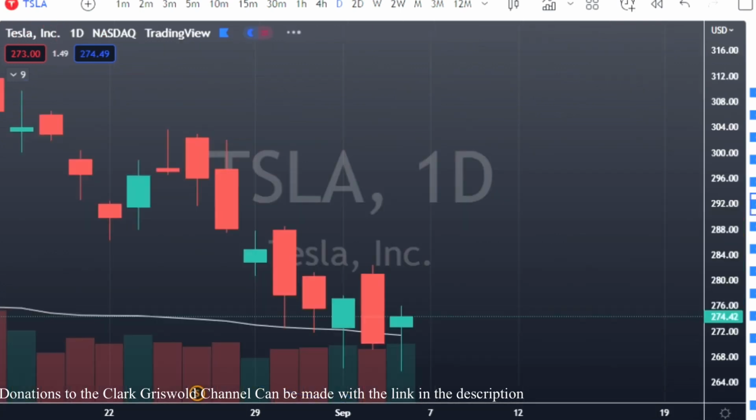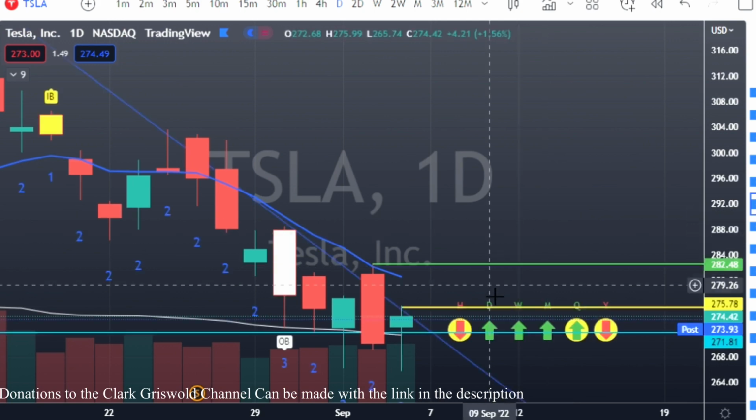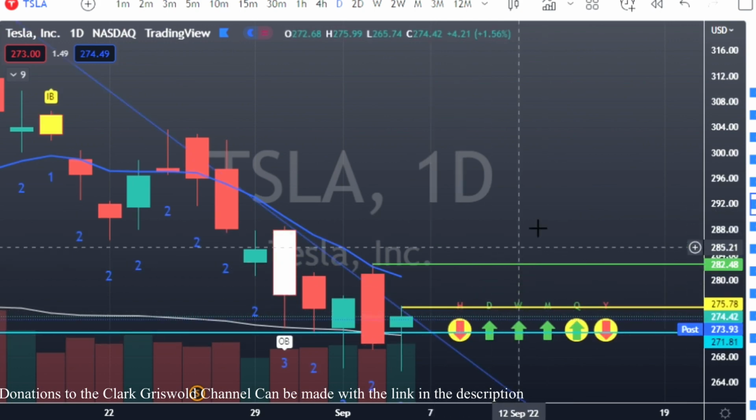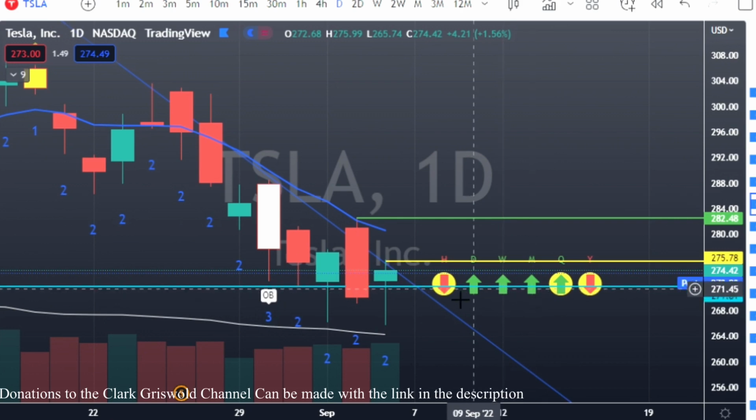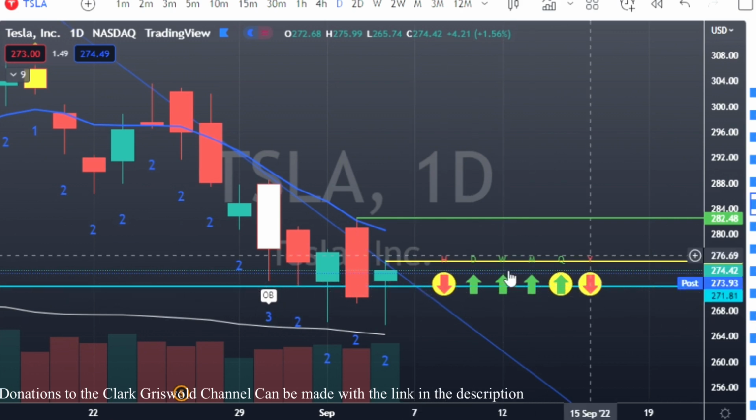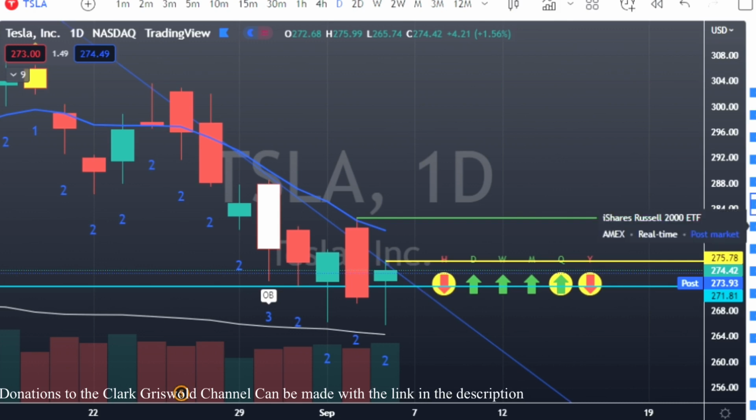Tesla, TSLA, that's Tesla. 2 down, hammer candle finishing green. We're going to look for calls on Tesla at 275.78. The premiums are higher on this one, guys. I want to warn you on that. So if you're looking to play Tesla and you have a small account, you're probably not going to be able to do it.